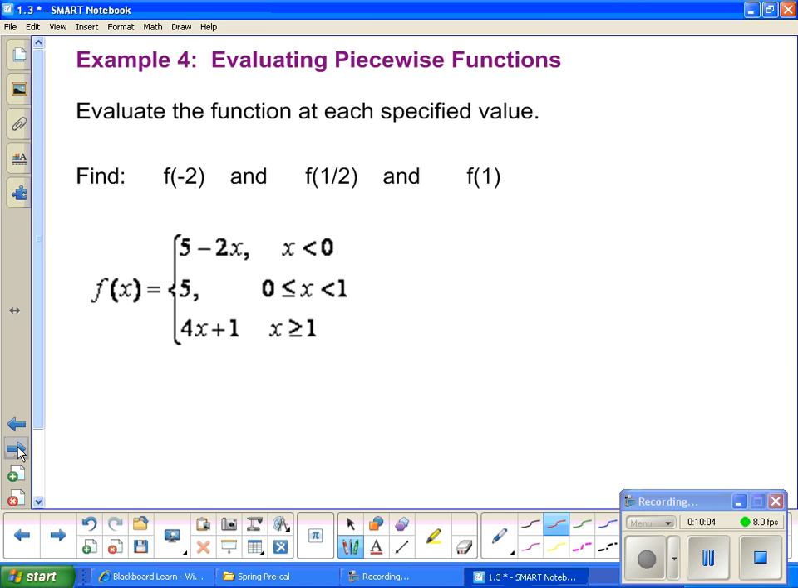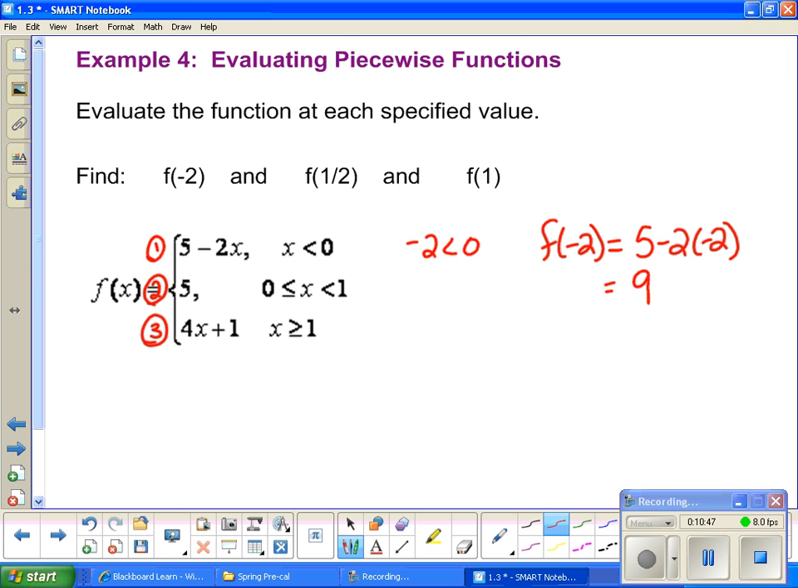So let's try this one. F of -2. Where does -2 lie? In which equation? It lies in the first equation, because -2, again, is less than 0. So I'll substitute it into the first equation. So F of -2, let me erase that and write that quickly, is equal to 5 minus 2 times -2, which would be 9.